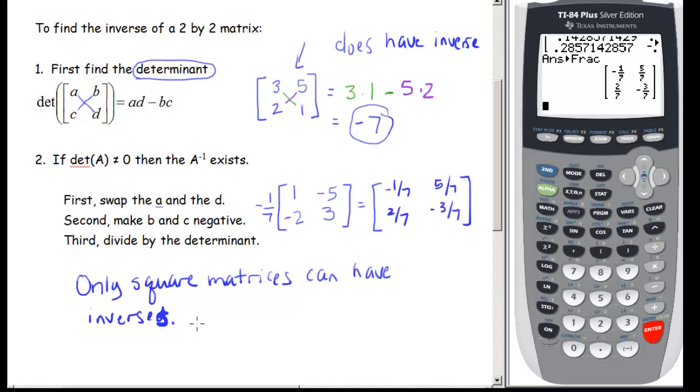Now, that doesn't mean that all square matrices have inverses. It just means that some square matrices have inverses. And if it's not square, so for instance, if I look at this matrix, this will not have an inverse. So if this is my matrix A, inverse does not exist. If it's not square, there's no possible inverse for it.